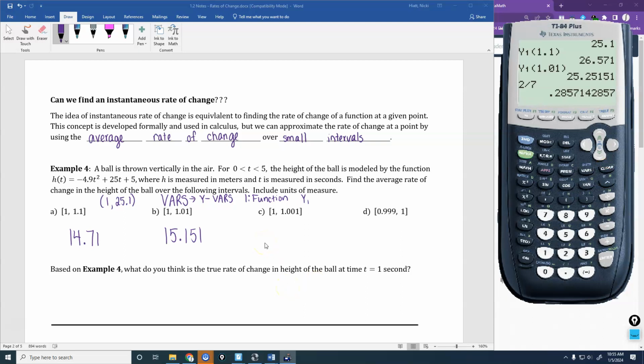Yeah. Okay, let's see. Over here, what did you guys get for your rate of change?